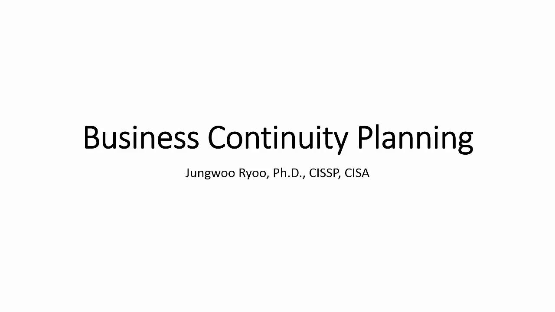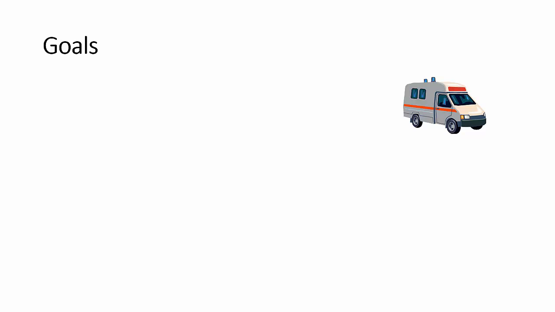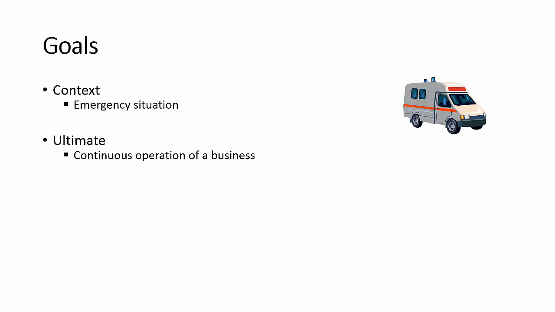Every organization needs business continuity planning. Let's talk about the goals of business continuity planning in the context of emergency situations. The ultimate goal is really to ensure continuous operation of a business with reduced or restricted infrastructure capabilities and resources due to a disastrous event or in the event of an emergency.